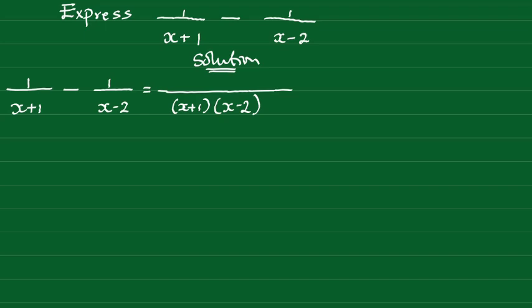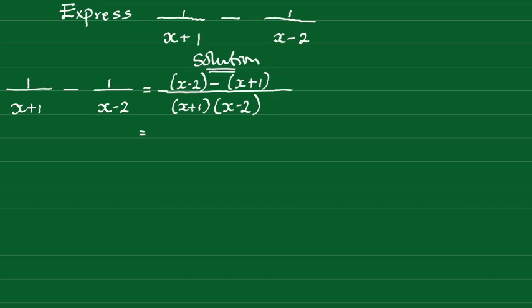Now LCM (x plus 1)(x minus 2) divided by x plus 1 gives us x minus 2. Now x minus 2 times 1, we're left with (x minus 2). We introduce our minus sign. Now our LCM again, (x plus 1)(x minus 2) divided by x minus 2 leaves us with x plus 1. Now (x plus 1) times 1 gives us (x plus 1).